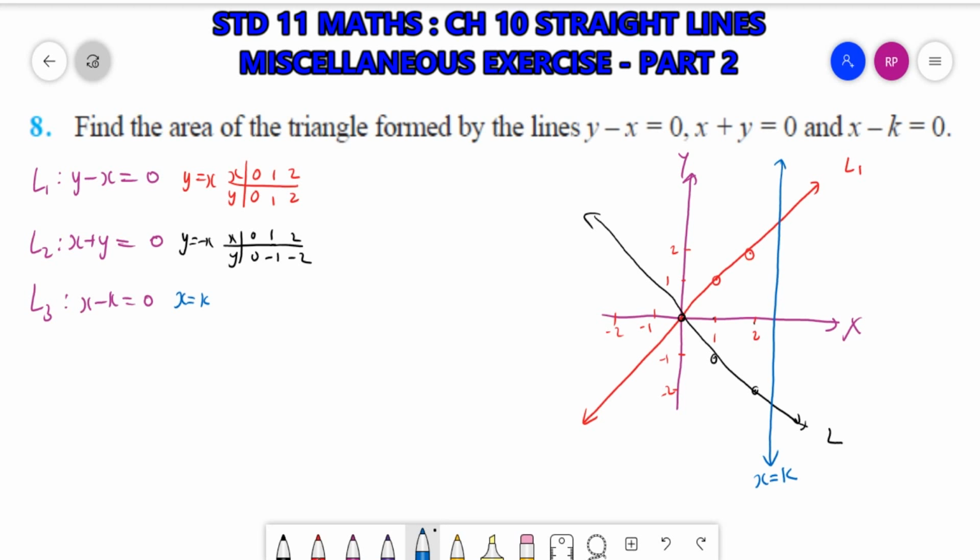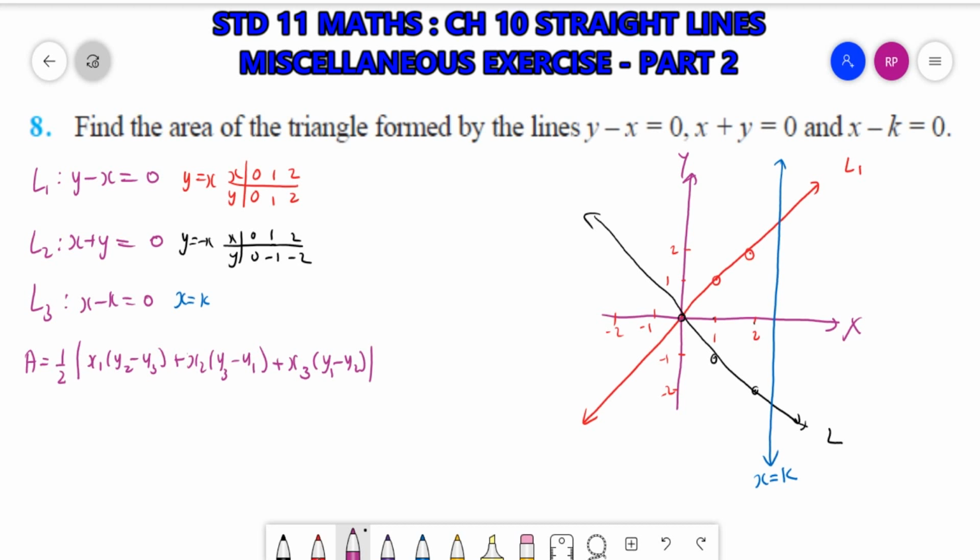Now first we need to find the coordinates if we want to find the area of the triangle. Here we know that the area of a triangle can be given by A equal to half modulus of x1 (y2 minus y3) plus x2 (y3 minus y1) plus x3 (y1 minus y2). This is the formula. So we need to find these points, right?